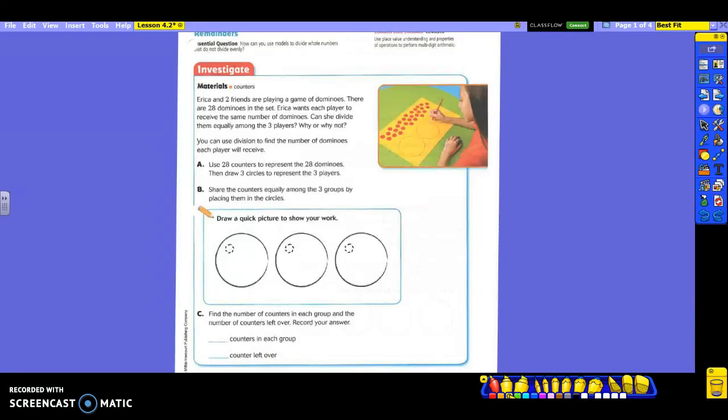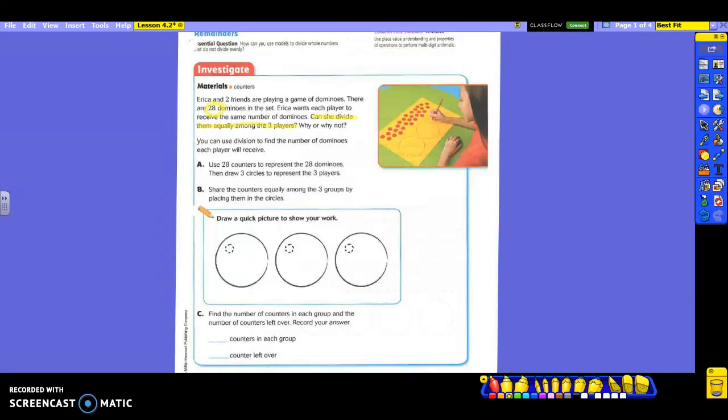Say it with me. Can she divide them equally among the 3 players? Who can tell me the number she's going to be dividing equally? Morgan? Okay, what's the number she's going to divide equally by 3? I'm talking to you. The 28 dominoes. So the 3 is because it's Erica and her 2 friends. So we're going to see if it's going to be equal between the 3.